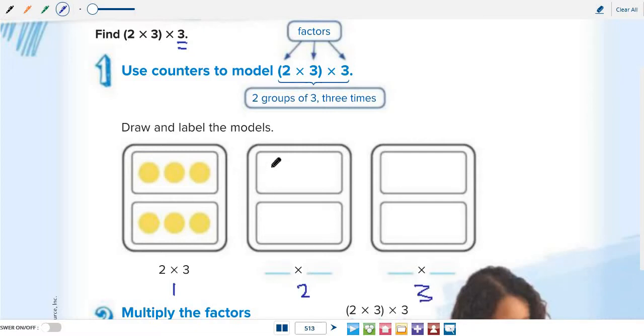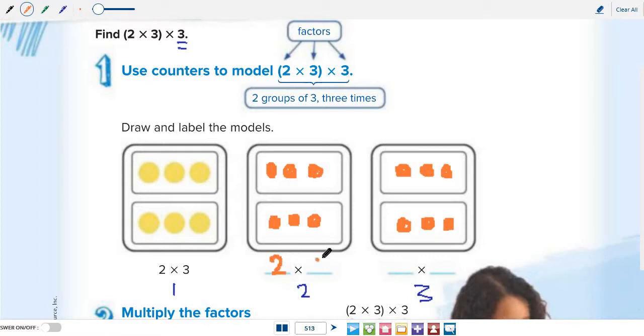The same array will be repeated. So, 1, 2, and 3. Again, in the second group, and 3. Again, the same for this array. We have 2 groups of 3. So we will repeat 2 times 3, 3 times: 2 times 3, and again 2 times 3.